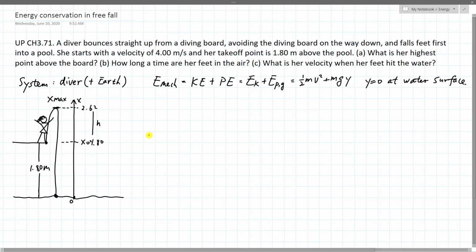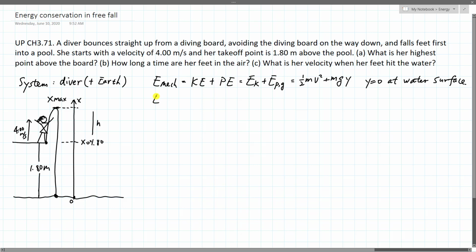Now we have this. This 2.62 was calculated, right? So it wasn't initially given. Let's just erase that. But everything else was given, and we also have this initial speed. She jumps up at 4.00 meters per second. Okay, so mechanical energy conservation would require us to identify 2 points in time.